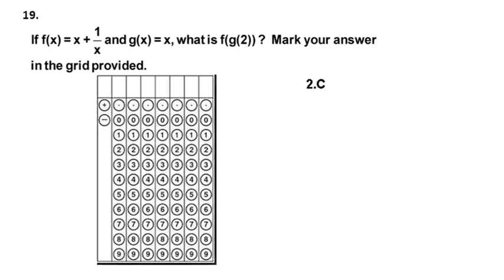Next, 19. If f of x equals x plus 1 over x and g of x equals x, what is f of g of 2? What we're going to do is, first of all, find g of 2. So g of 2, and we're going to replace x with 2. So g of 2 equals 2. And what do we do with this 2? We plug it in for that x here, and also branch off here for this x.